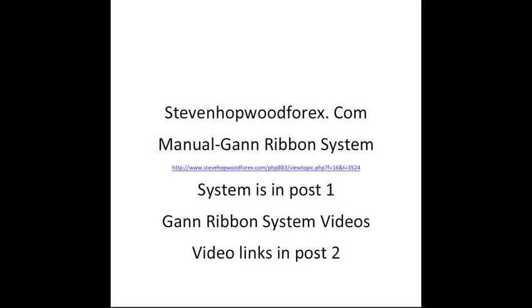And this concludes the second video with thoughts on how Bob's 10.7, 10.10, 10.9 indicators have been implemented into the Gann Ribbon system.